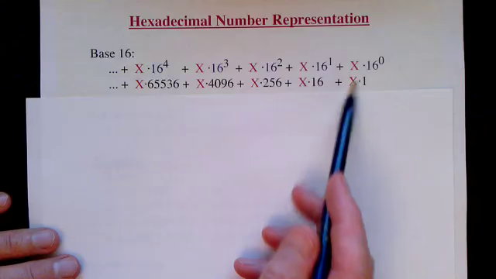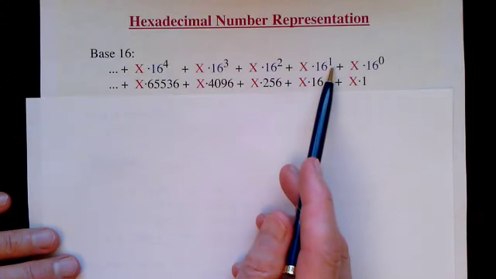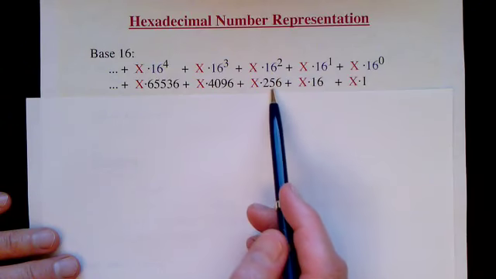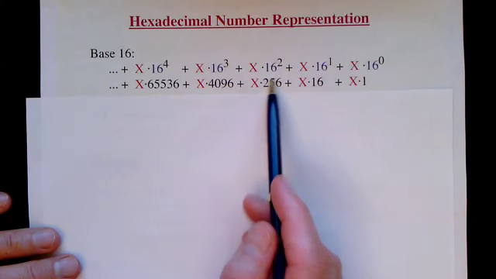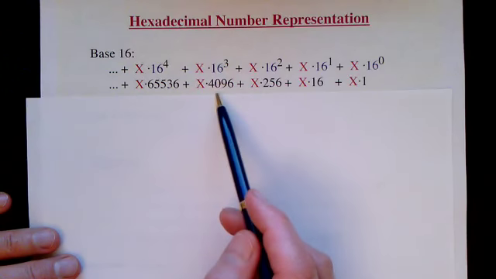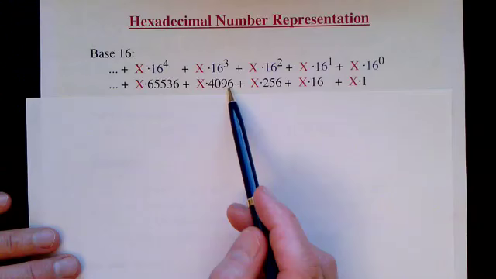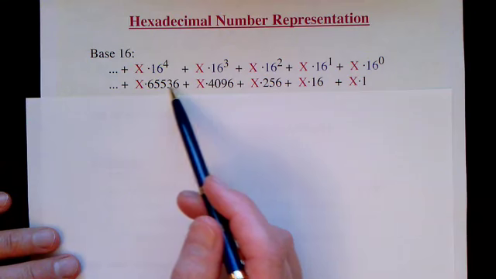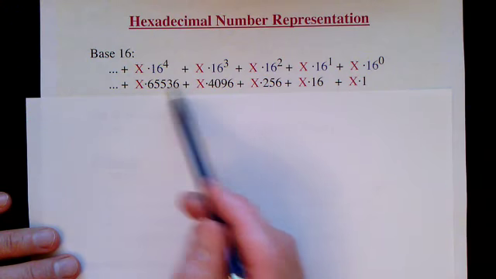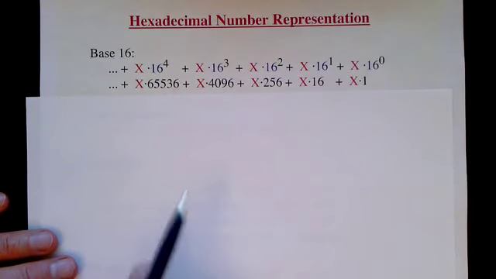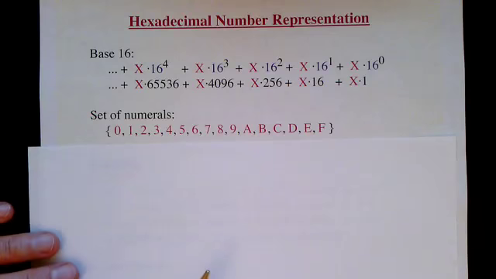16 to the 0 is, of course, 1, and 16 to the first power is 16 itself. 16 squared happens to be exactly 2 to the 8th, which is 256. And it turns out that 16 cubed is 4,096, and 16 to the fourth is 65,536. You don't need to memorize these numbers, just to remember the general order of their size.